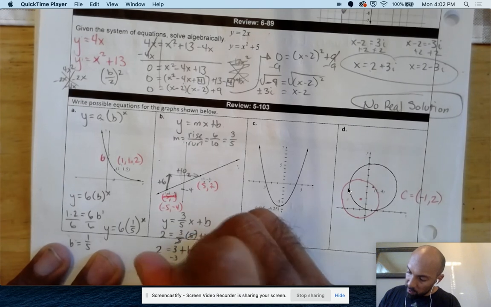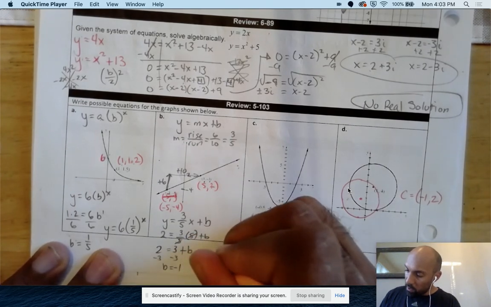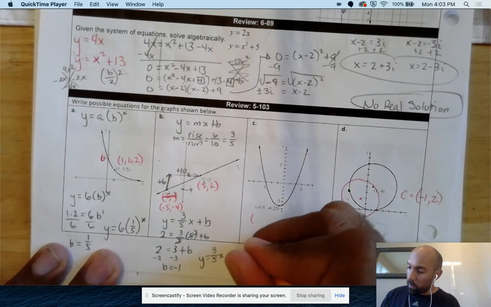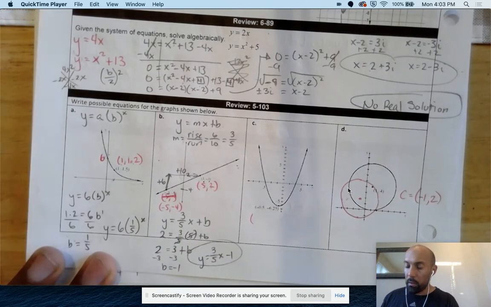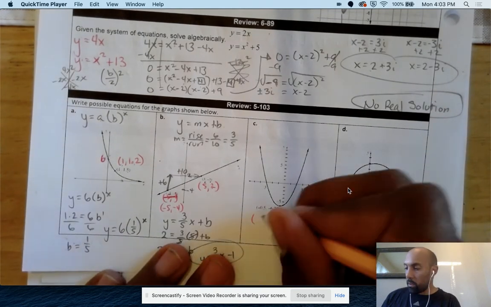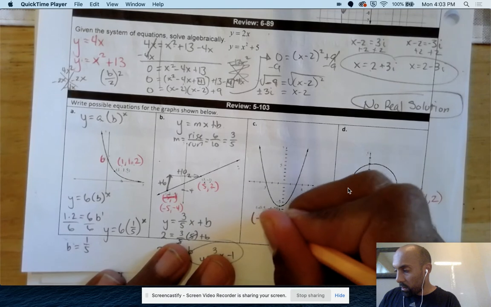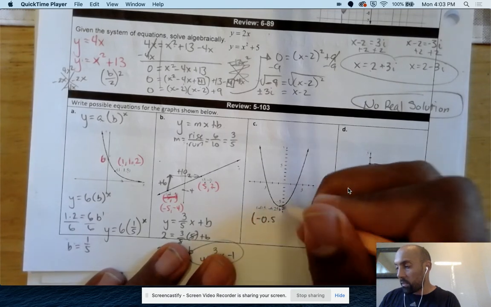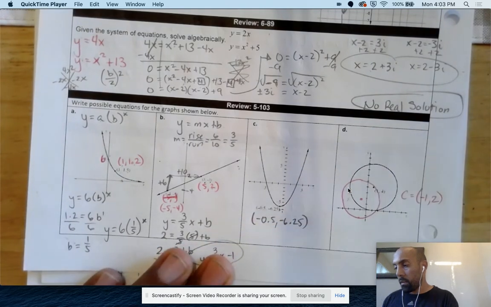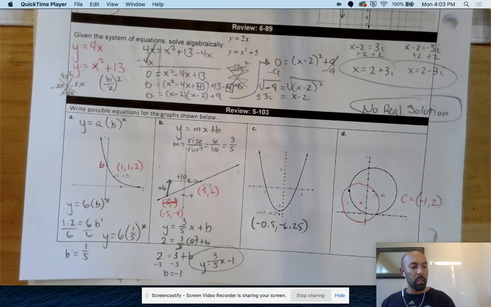And so b equals -1. So my final equation is then 3/5x, that's the slope, and then I write in the b, -1. Okay? Now this one, I'm going to do on a separate piece of paper. So just so you guys can see what your numbers are, this is -0.5 and -6.25. Okay, just so you guys, if you can't see it.